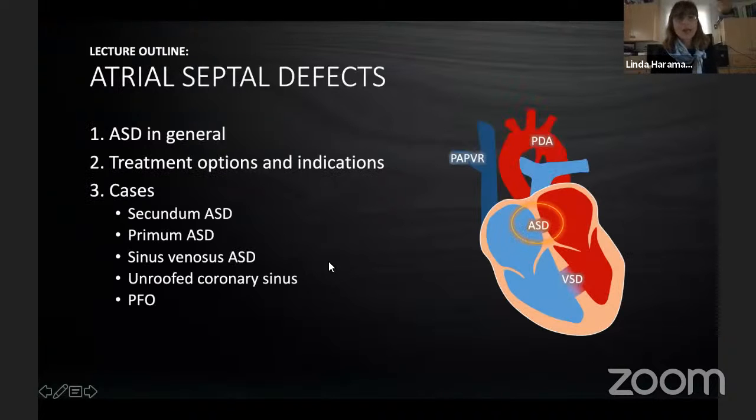The lecture outline is going to talk about atrial septal defects in general, where they are, and focusing on adult presentations. What are the treatment options and indications? And then most of the talk is going to be case-based, showing examples of the various types of atrial septal defects and lesions that are similar to atrial septal defects.